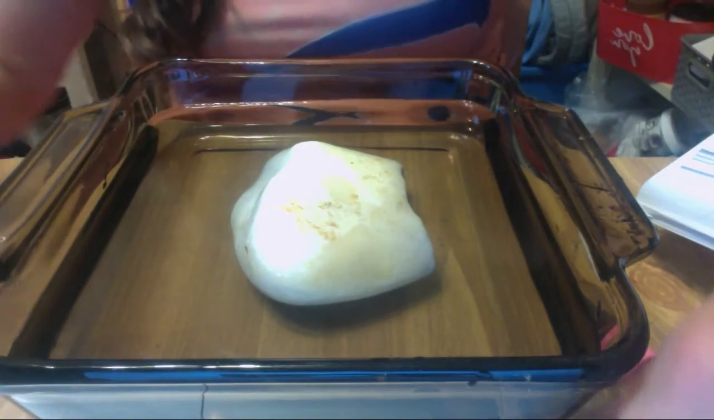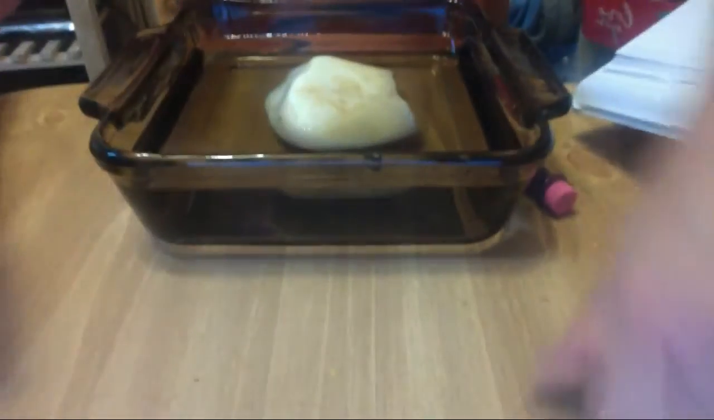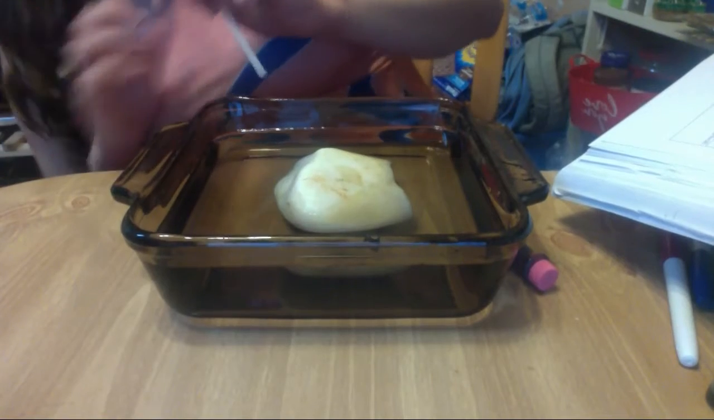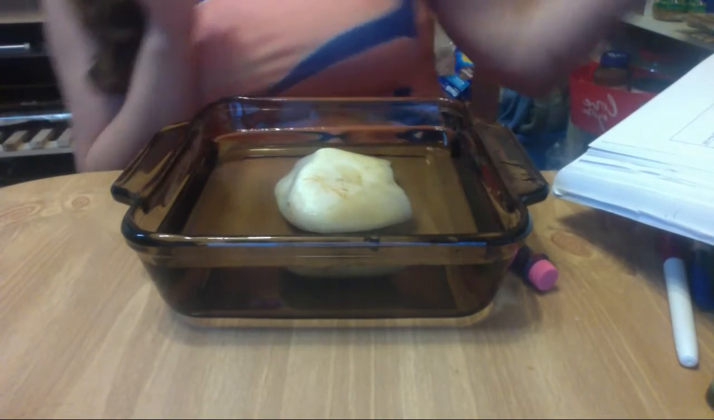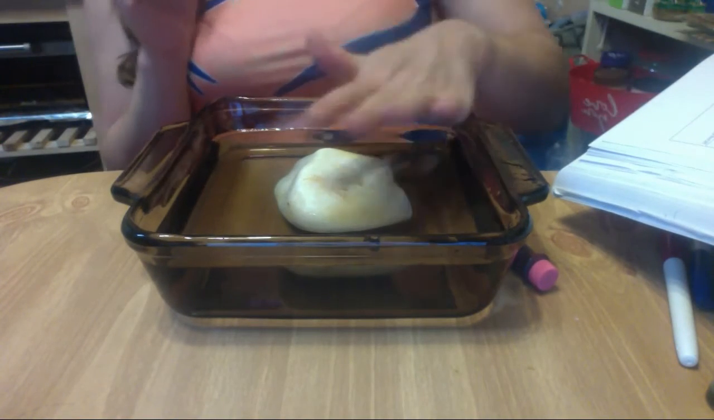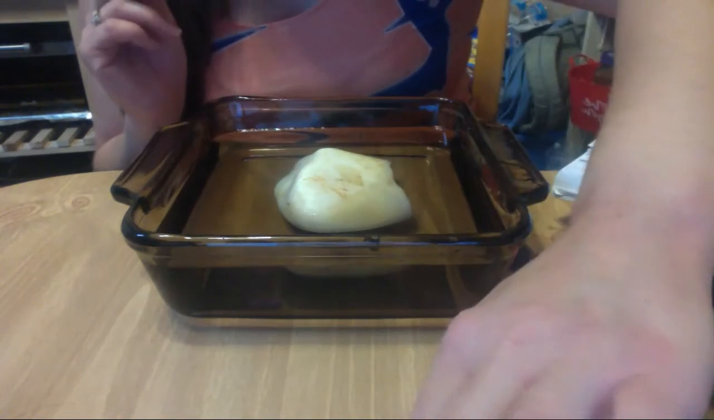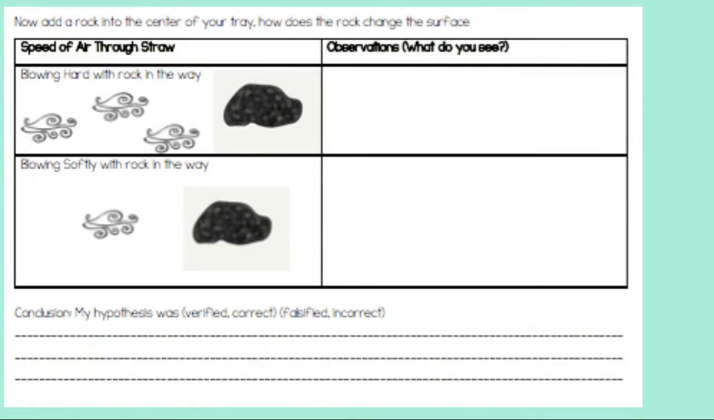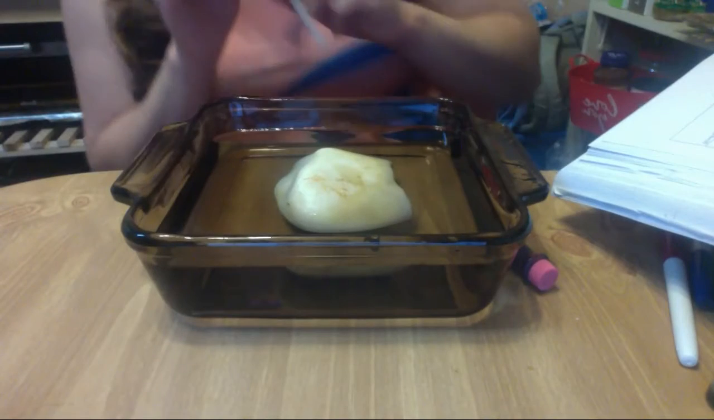So the first thing we're going to do is, I'm going to back it up this time just to make sure that this is not as crazy. I'm blowing again in the same direction to keep my constant the same, and we have a rock and we're blowing hard now. Let me show you where this should go in your Ultimate Science Notebook. We're still recording those visual observations. 3, 2, 1.